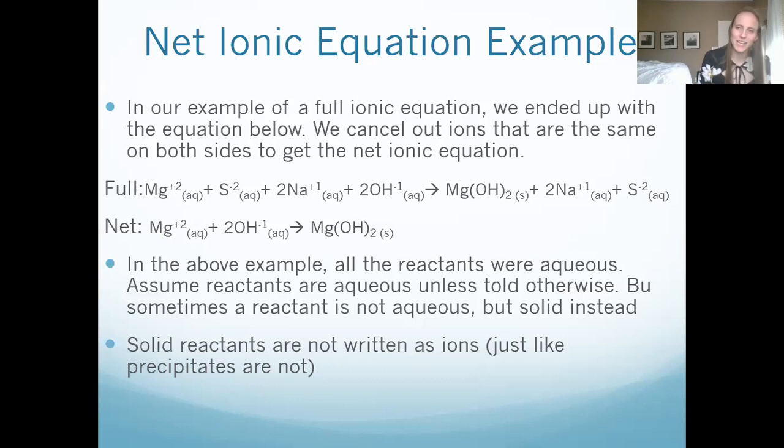But if we took the example that we did for our first full ionic equation, like I said, we would cancel out the 2 Na+ because that ion is on both sides, and we would cancel out our S 2- because that ion's on both sides. And in the end, our net ionic equation would just be our magnesium ion plus our 2 hydroxide ions would make magnesium hydroxide.